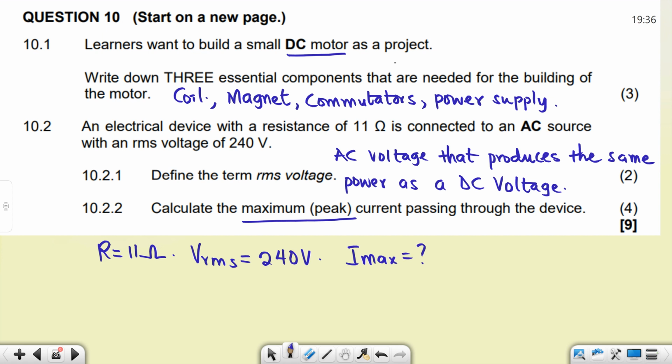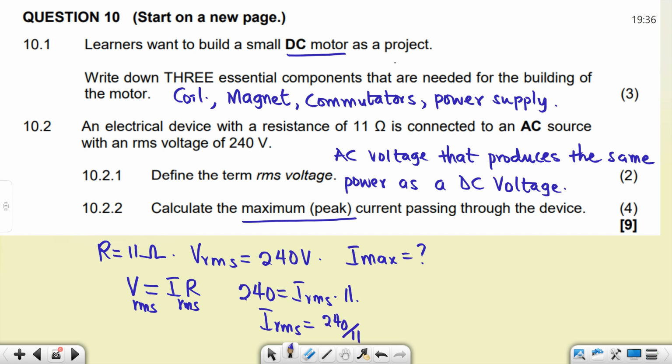So you check your formula page. What is it that I have? Oh, I have V equals IR, which is basically Ohm's law. But here is the deal. If I'm using RMS, so if I say I know that V equals IR, guys, if I use VRMS here, I am also working with IRMS. Take note. So what's my VRMS? 240 equals IRMS multiplied by 11. It therefore means I can get my IRMS as 240 over 11.